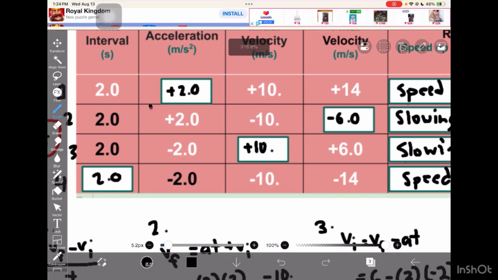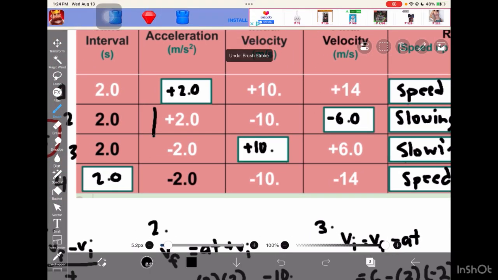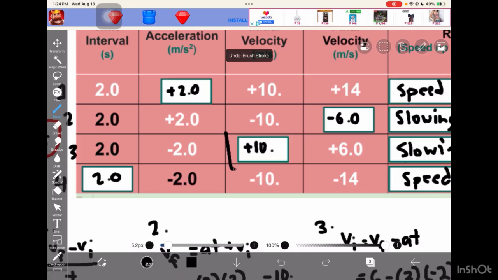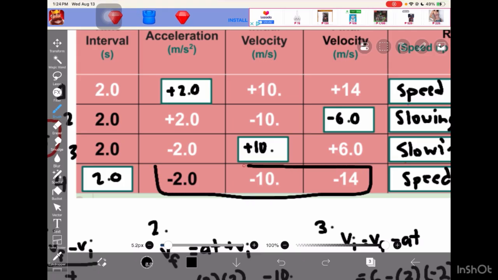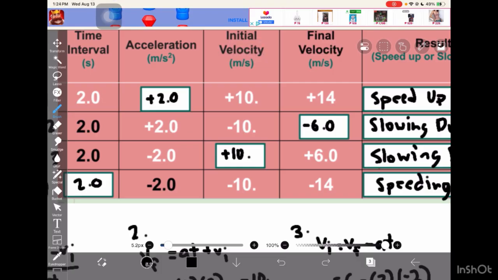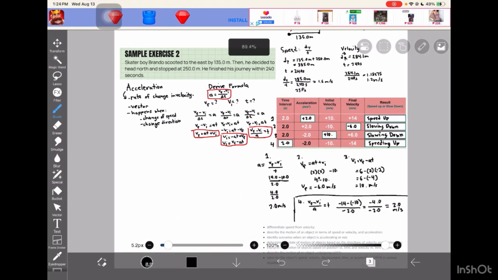But as you could see in these middle two over here, the acceleration is positive, but the velocities are negative. That means they're slowing down. Same thing here, negative here and positive over here. So if the acceleration and velocities are opposite, that means it's slowing down. But if it's speeding up, that means it's going in either the negative direction or the positive direction. I'll show you the table after this.